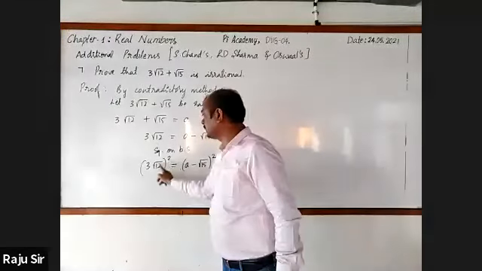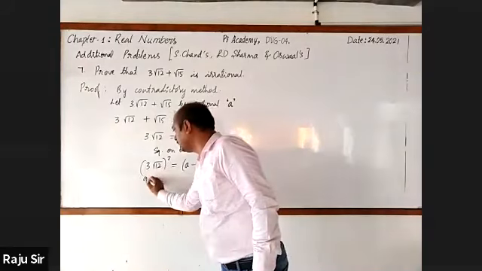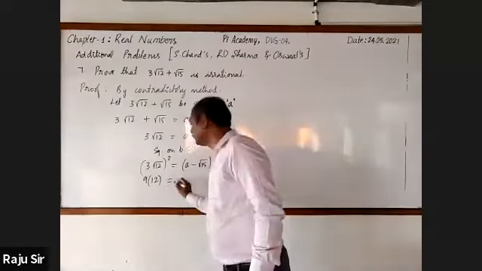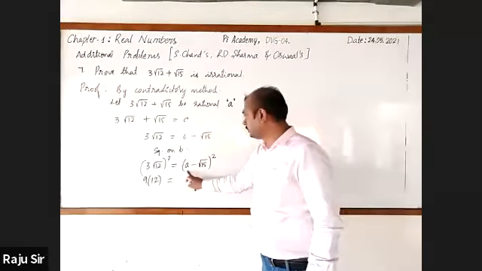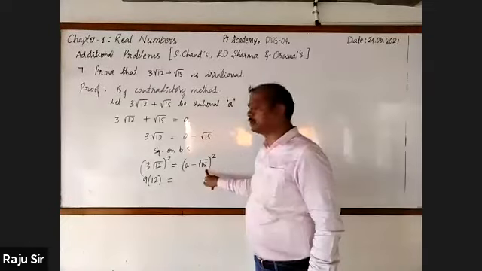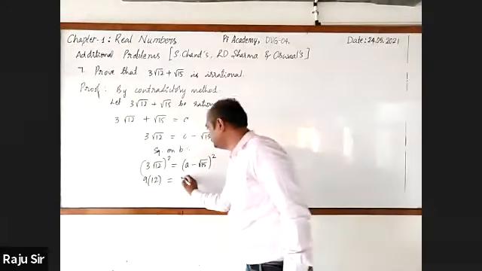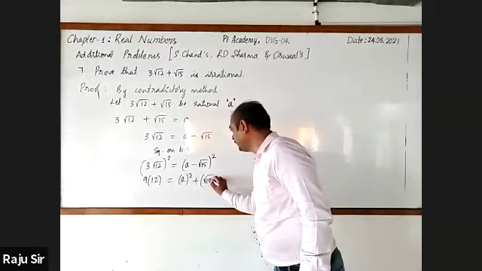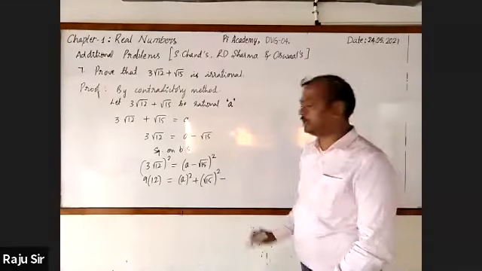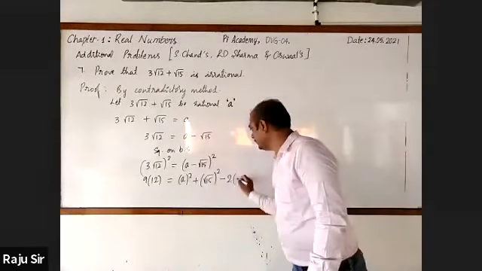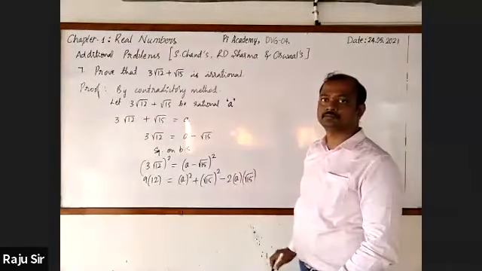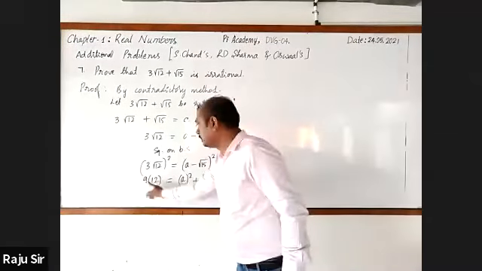Apply square to both the terms. Here 3 square is 9 into root 12 whole square is 12, which is equal to... Now this is again of the form a minus b whole square. Use that identity: a square plus b square, root 15 whole square, minus 2ab. Minus 2 into a is a only, b is root 15. Now 12 nines are 108.